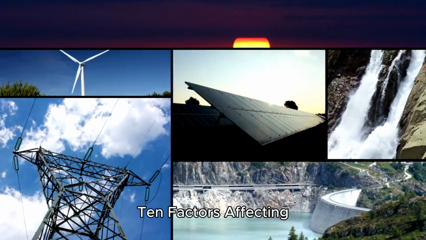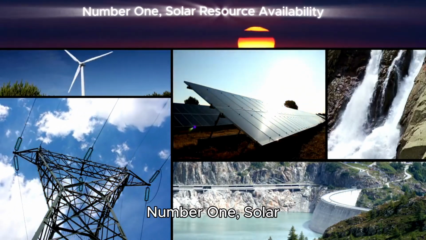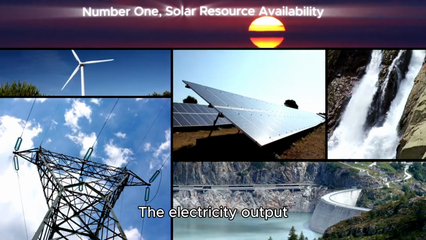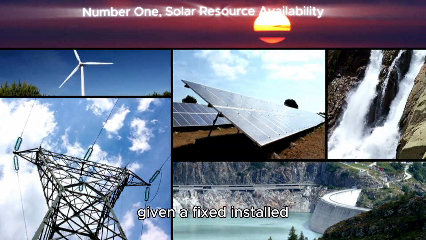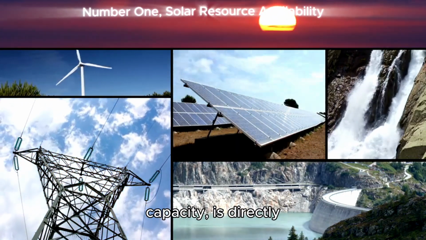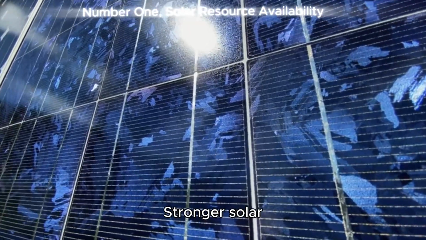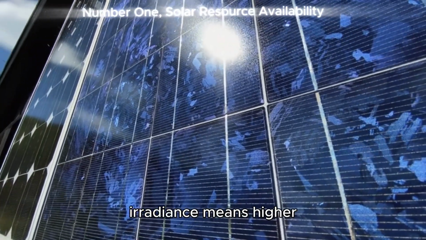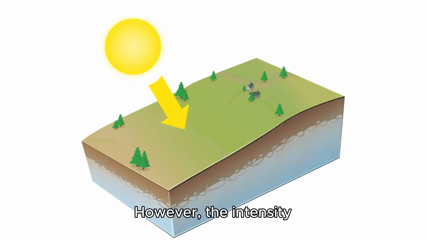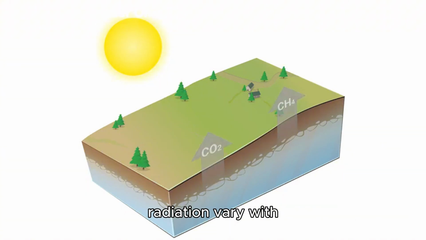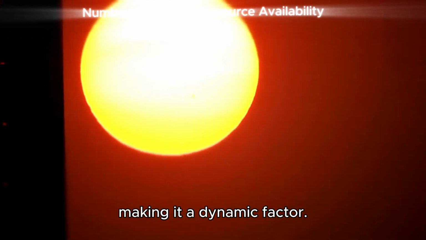10 factors affecting solar power generation. Number 1. Solar resource availability. The electricity output of a solar power plant, given a fixed installed capacity, is directly influenced by solar radiation. Stronger solar irradiance means higher electricity generation. However, the intensity and spectrum of solar radiation vary with weather conditions, making it a dynamic factor.